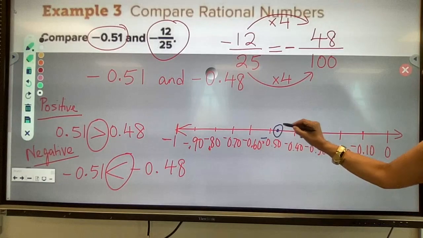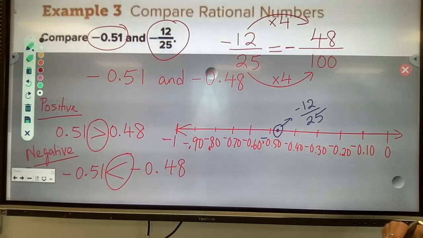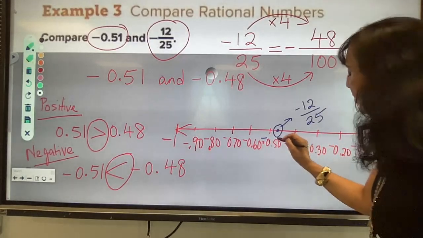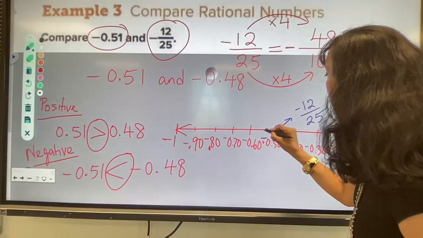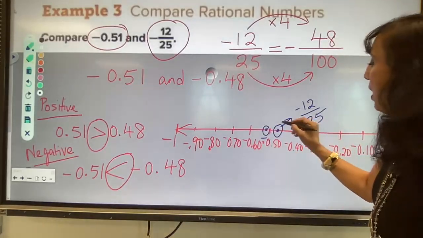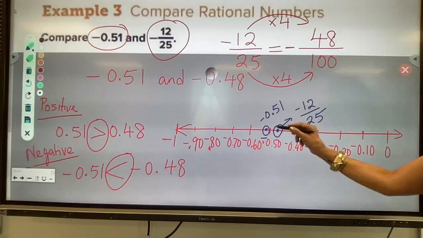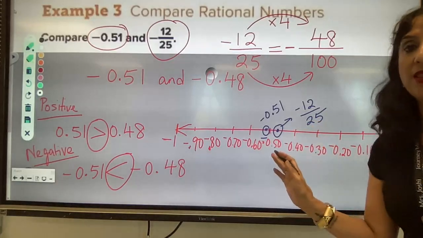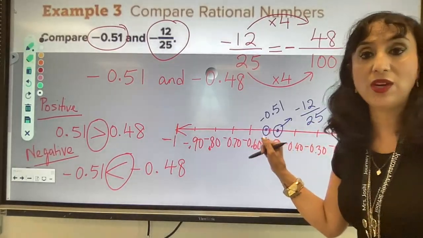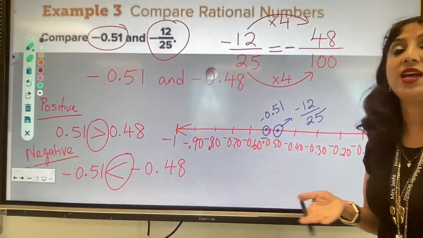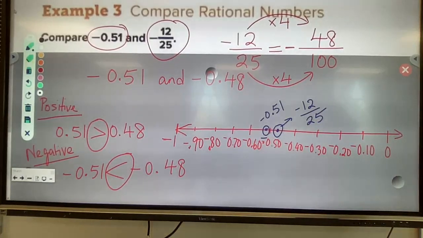Okay, and this one here, this is my negative 12/25. All right, and then negative 0.51 is going to be between negative 0.5 and negative 0.6. So this is going to be over here. Okay, so this is my negative 0.51. So let's look at these two. Which is on the right? The negative 12/25 is on the right on the number line compared to negative 0.51. And so that is why that is the greater number when we are comparing these. Okay?